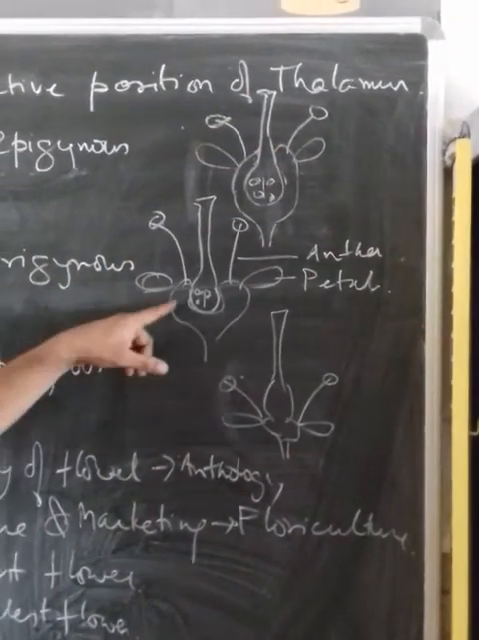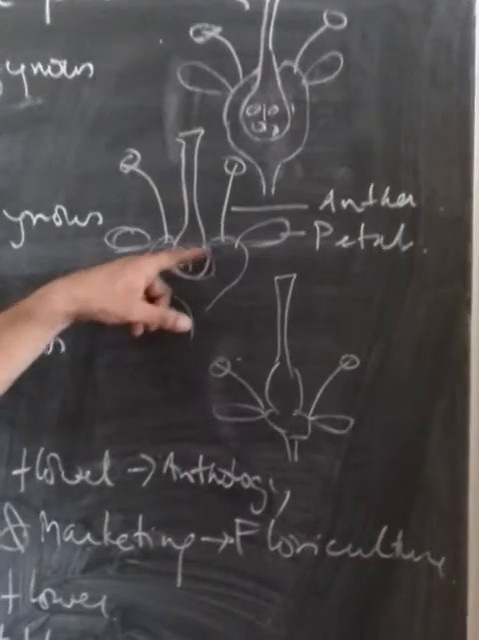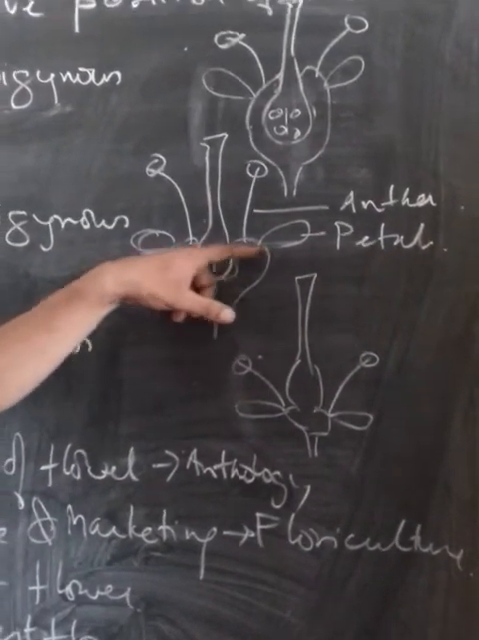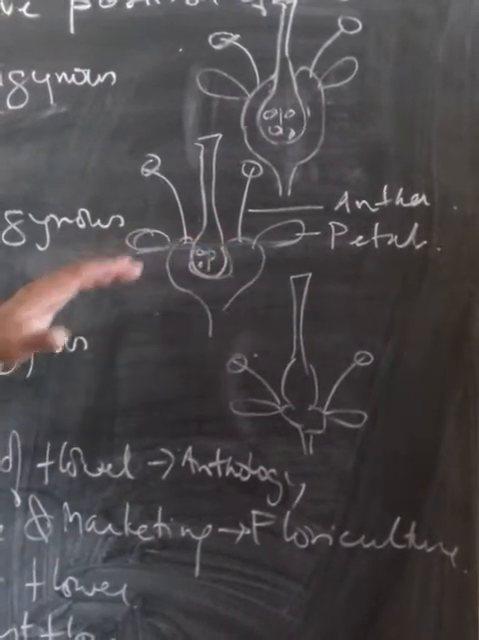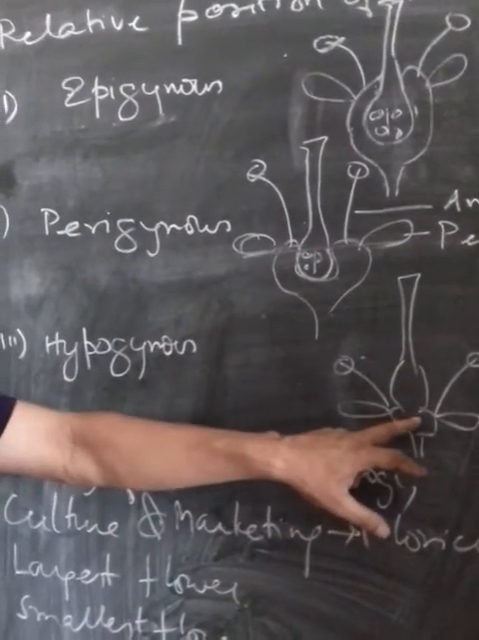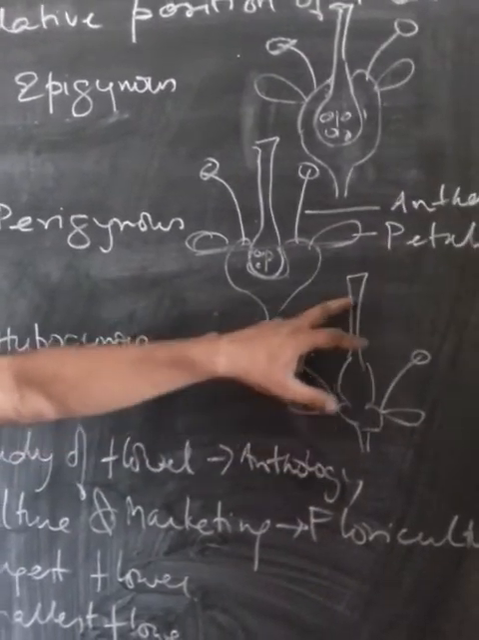In a perigynous flower, you will find the ovary, that is the gynoecium, and other floral parts almost in the same line. So they are called perigynous flowers. And in a hypogynous flower, of course, the ovary will be above the thalamus.